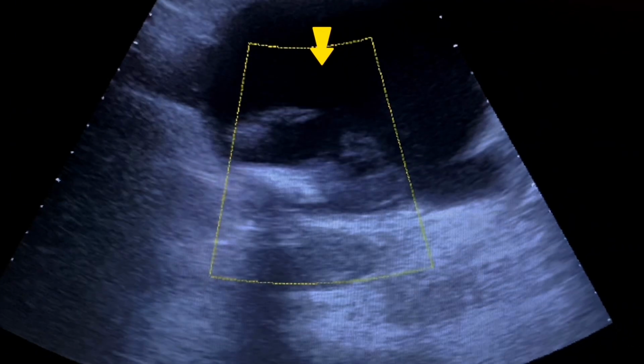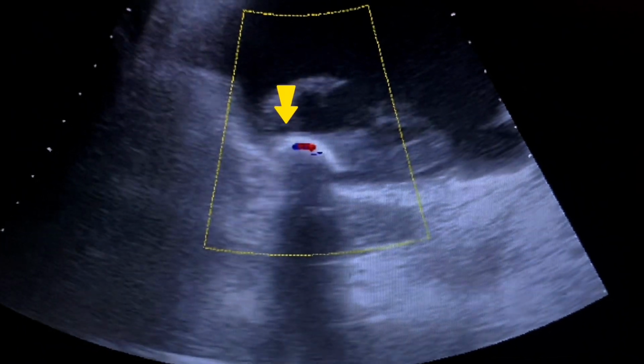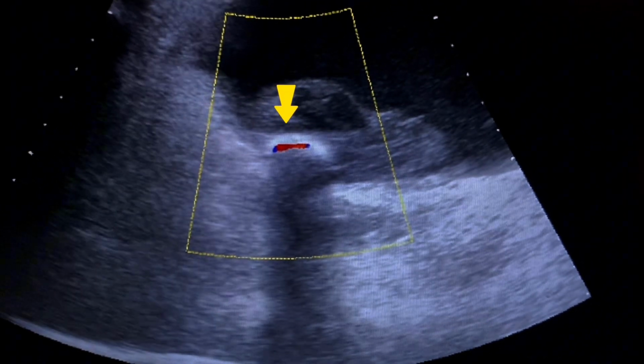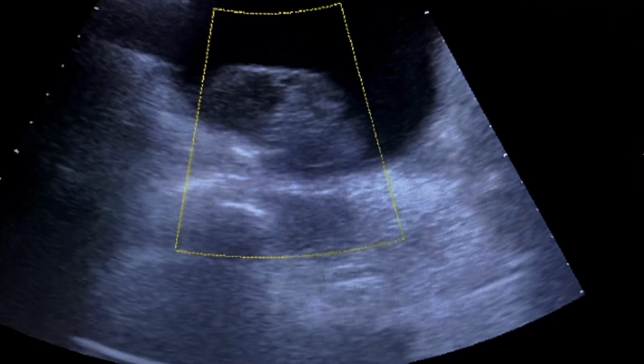Now on color Doppler, there is no flow in the mass, but we see the flow on the stone, which is called twinkling sign.